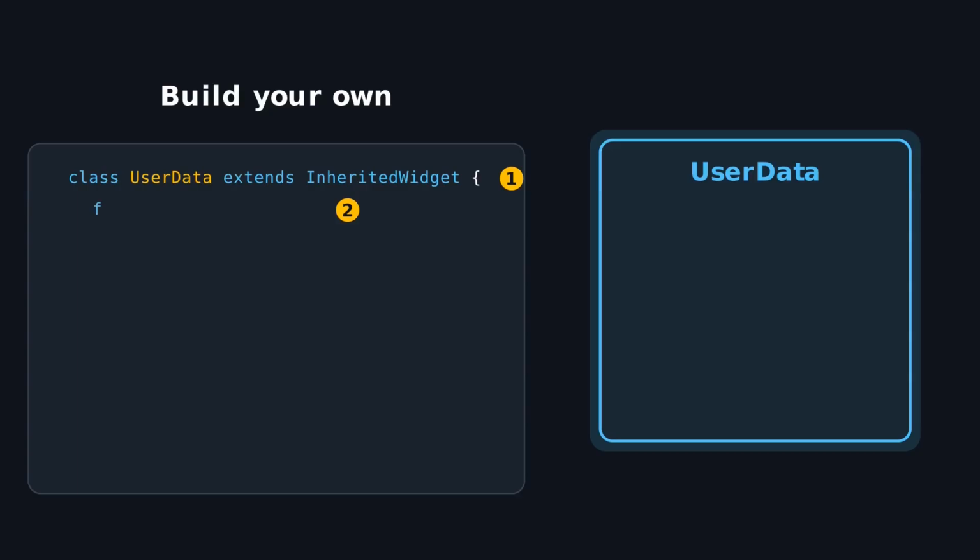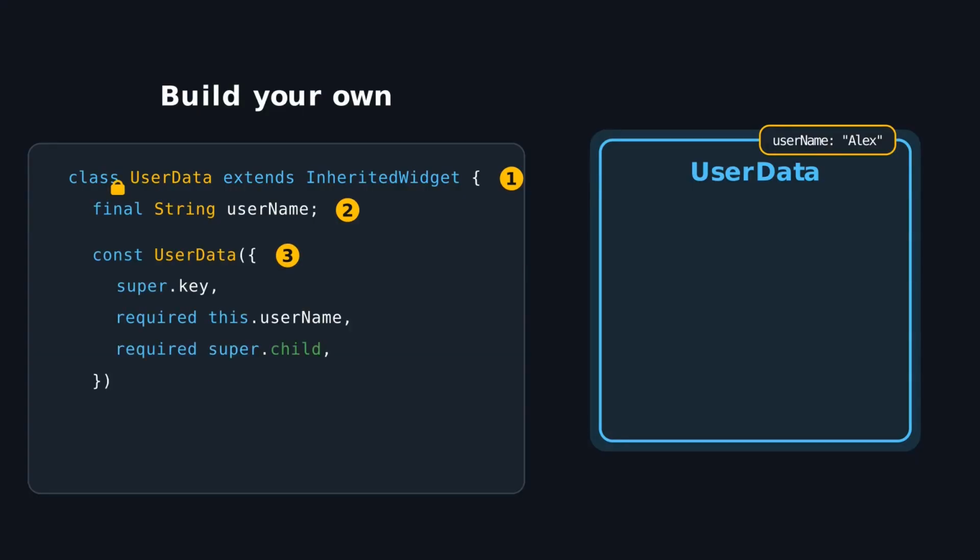Creating your own is surprisingly small. Step 1, extend InheritedWidget. Step 2, add your data as final fields. And yes, they must be final. An InheritedWidget is immutable. It's a snapshot of data, not a box you mutate. Step 3. Pass a child through the constructor. That's the subtree it will serve.